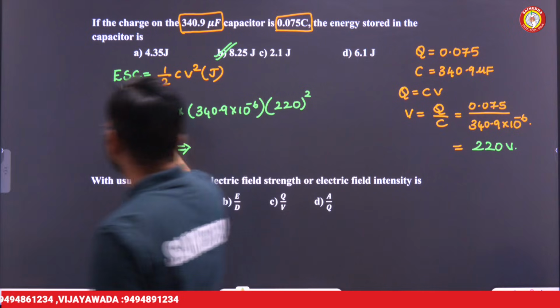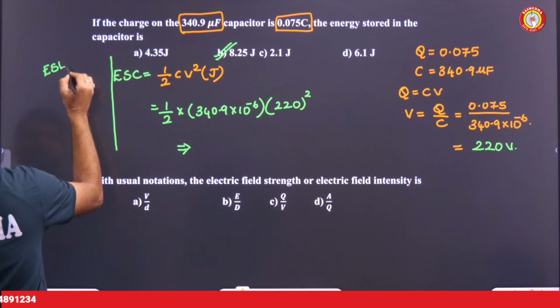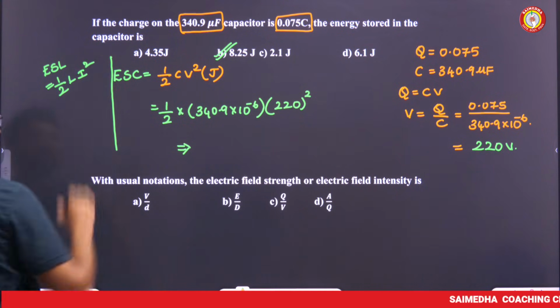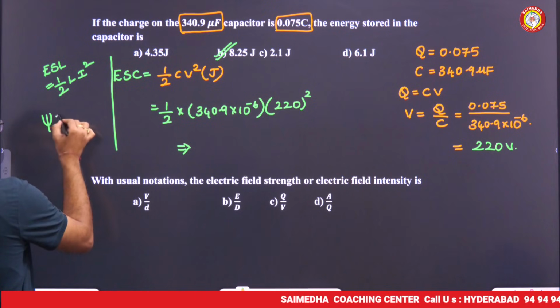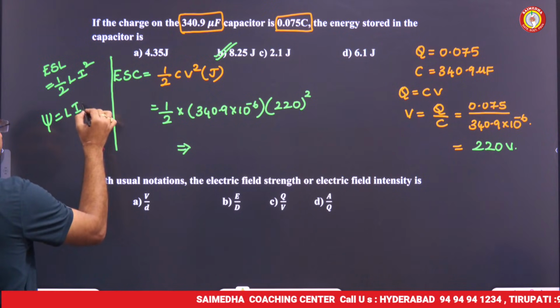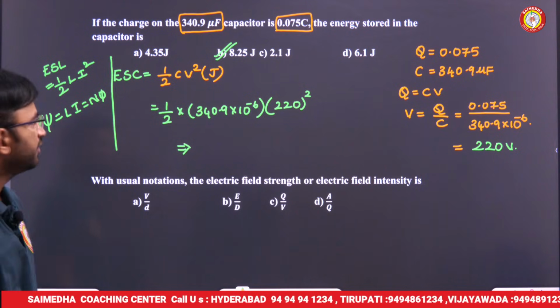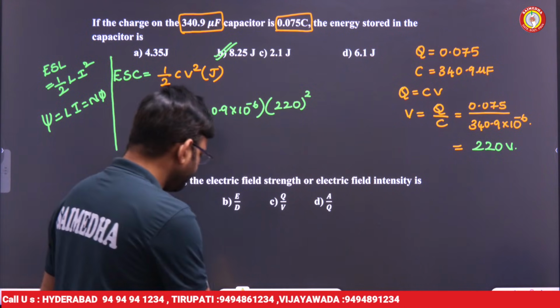Sometimes they may ask you what the energy stored by an inductor is. For the energy stored by an inductor, you need to use the formula half L i square. Sometimes they won't give you the inductance directly. At that time you need to use the formula for flux linkages: L into I equals N into phi. This is the formula you can use whenever you need to find the energy stored in case of inductance.